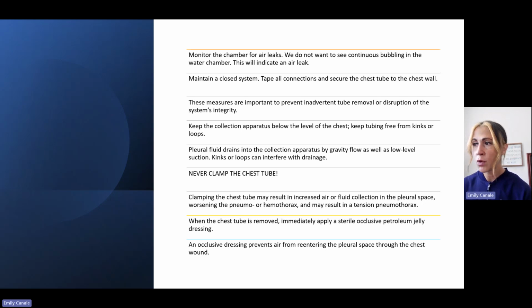When you do remove it, you immediately apply a sterile occlusive petroleum jelly dressing over it, because that occlusive dressing prevents air from re-entering into that space. So administer any sort of pain meds to help that. We want to keep their pain under control.